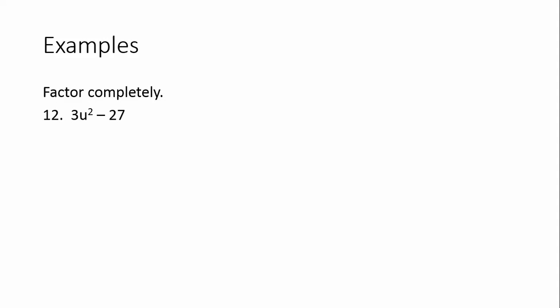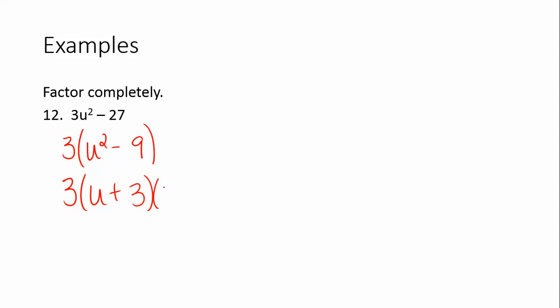Example 12 is similar if you want. I'm not going to finish it, but if you factor out a 3, you get u squared minus 9. Notice this is a difference of squares, which then can be factored. And I guess I will. It factors into u plus 3 and u minus 3.